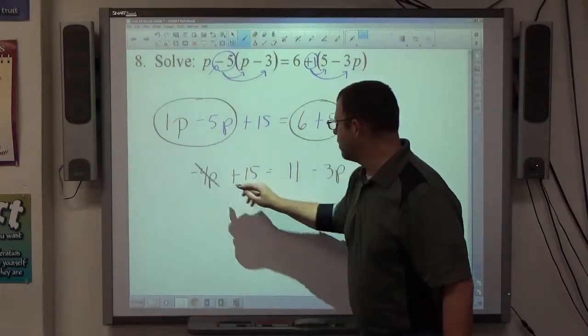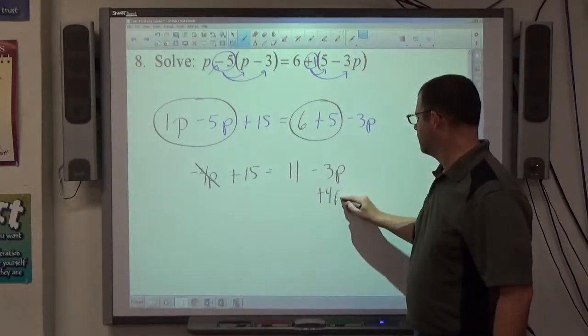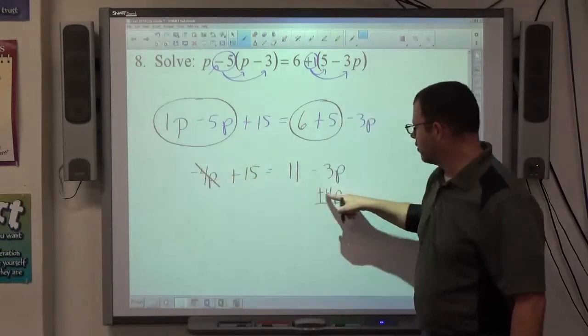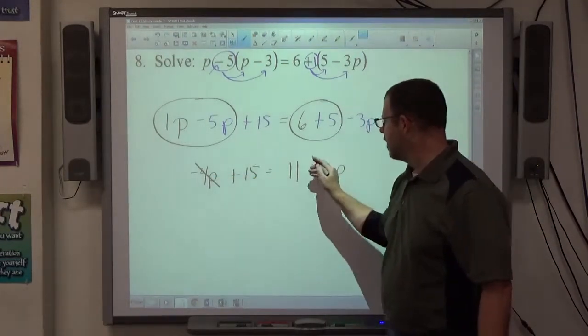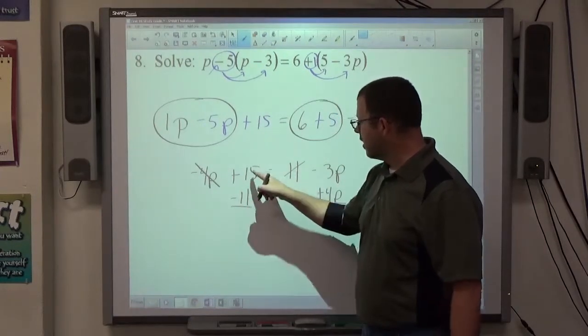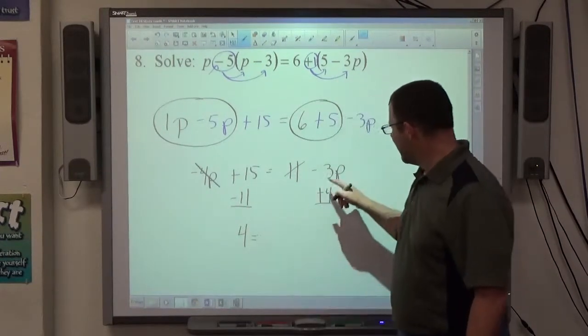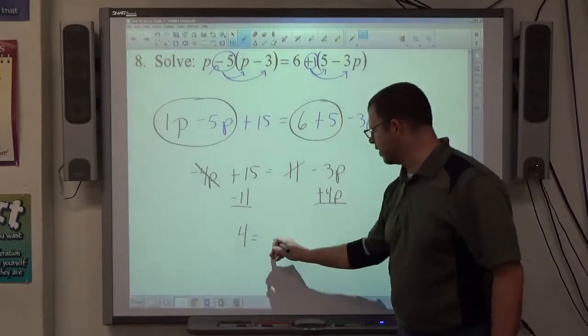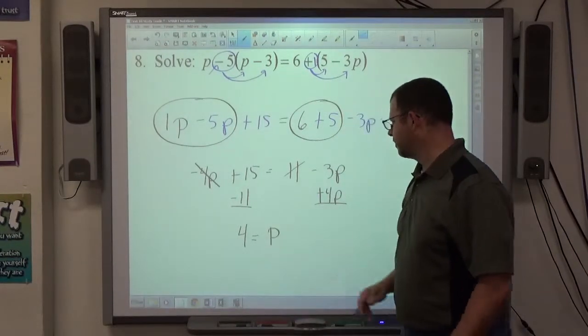I would probably move the 4p over here. Minus 4p becomes plus 4p when you move it across. Move the 11 to the other side. Plus 11 becomes minus 11. 15 minus 11 is 4. Negative 3p plus 4p is going to be equal to positive 1p.